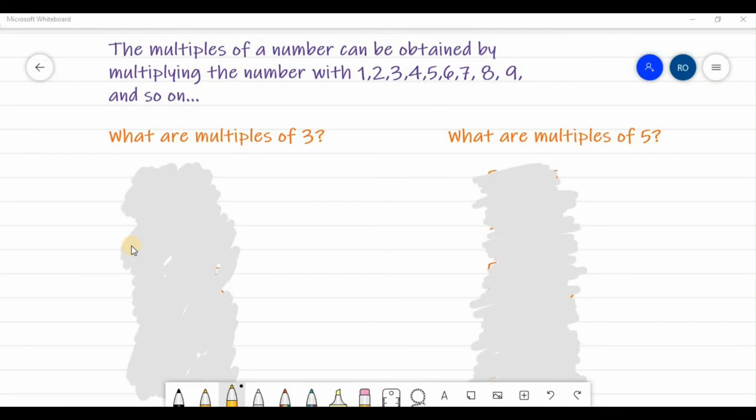Now let's have the multiples of a number. Multiples of a number can be obtained by multiplying the number with 1, 2, 3, 4, 5, 6, 7, 8, and 9, and so on. Meaning, we're going to multiply the given number by 1 up to 10 and so on. So let's say, for example, what are the multiples of 3? In this case, we're going to multiply 3 by 1, 2, 3, 4, 5, 6, 7, 8, 9, and so on. So let's have this solution.